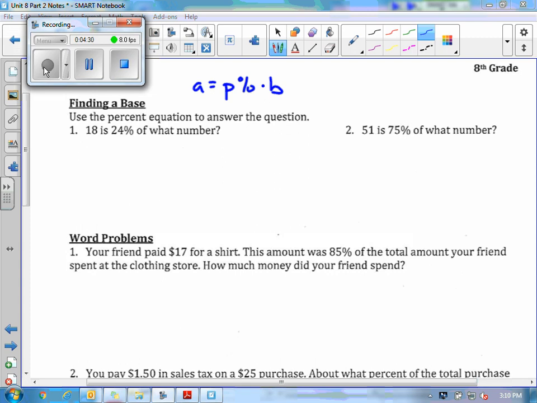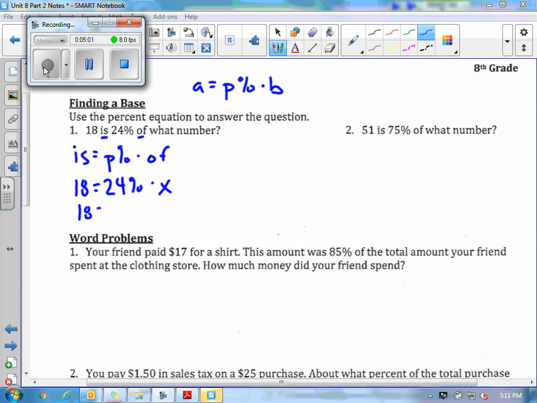On the top of the back side, we are working on finding the base now, so we're still using the percent equation, which I rewrote for you up here on the top of the paper, but now we're going to find the base. It says 18 is 24% of what number? Again, because is equals percent times of, 18 is, so 18 is my number there. 24 is my percent of what number, so that's what I'm looking for.